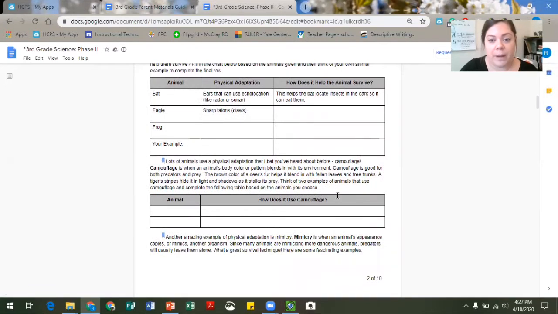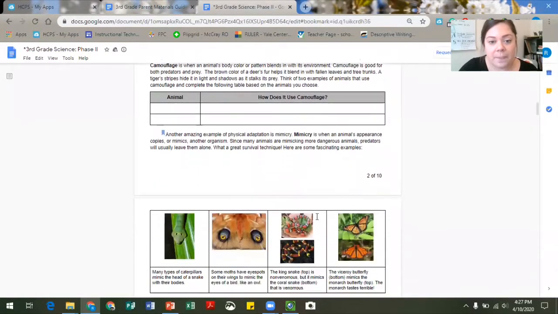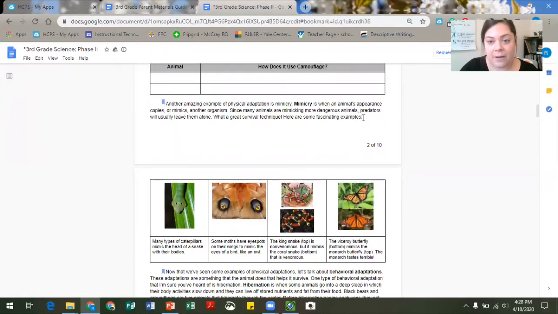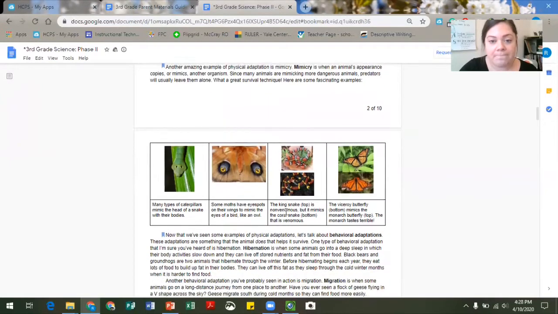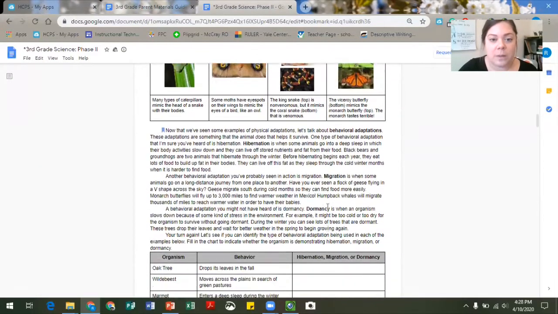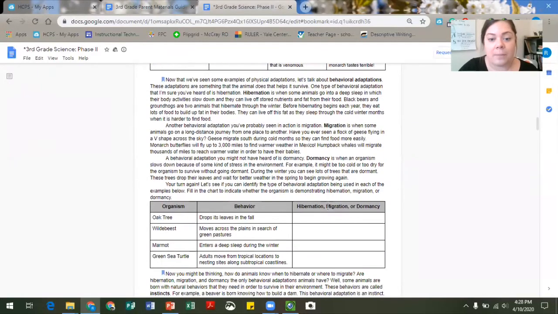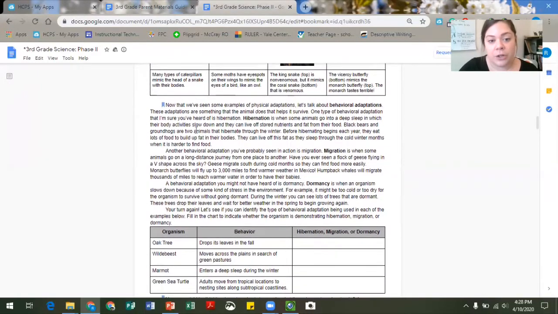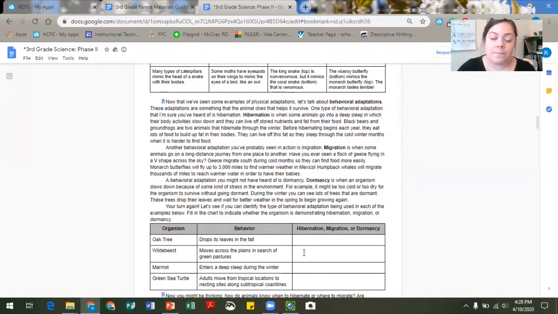Reading 2 is just this short paragraph here about camouflage, where you will complete this table. Resource 3 is this bit of paragraph here talking about mimicry, and then reading this table with some examples. And then your final resource and activity for this week are about behavioral adaptations. So you're going to read these 4 short paragraphs about hibernation, migration, and dormancy before you complete the table here. Once you've completed this final table, you're done with your science materials for the week.